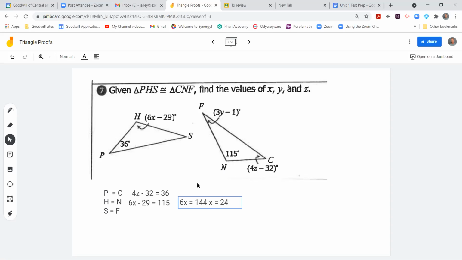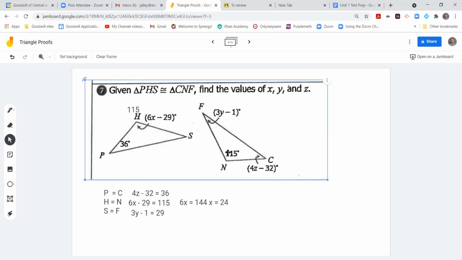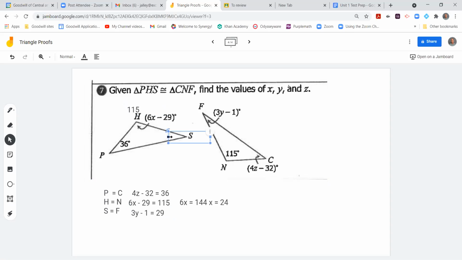S equals F. So that's my third equation that I needed. 3Y minus 1 equals 29, because that's what S is. S is 29 degrees. If you created this little drawing here, maybe put the 115 up there by that one, and your third angle, once you calculate it, is 29 for S. Should equal 180: 115, 36, 29. Yep.